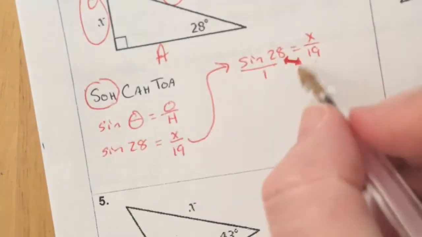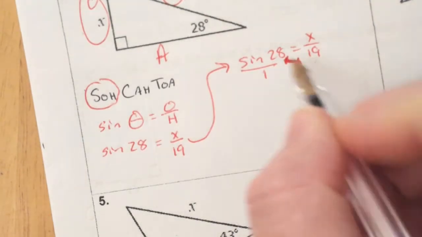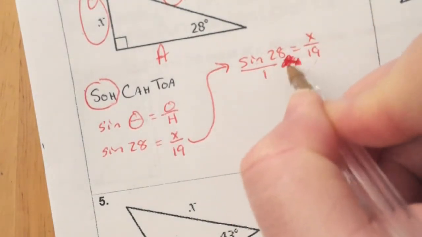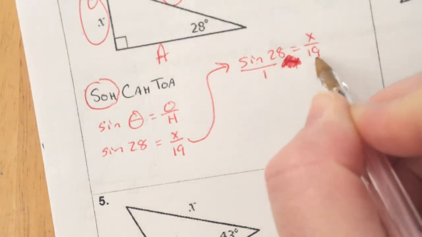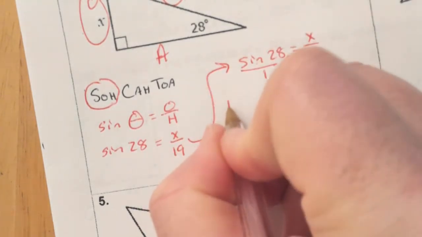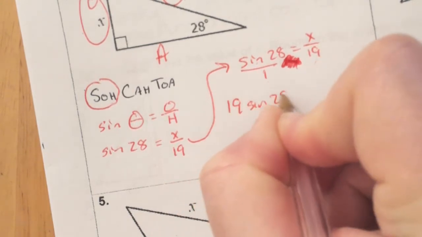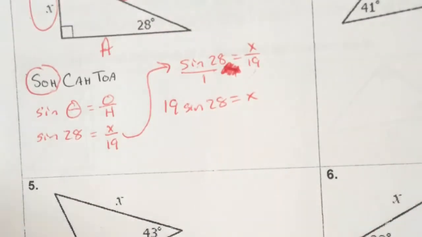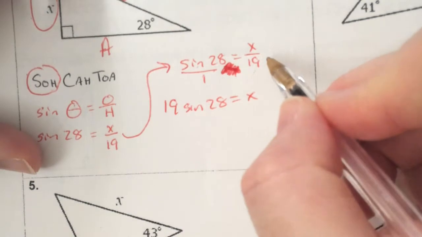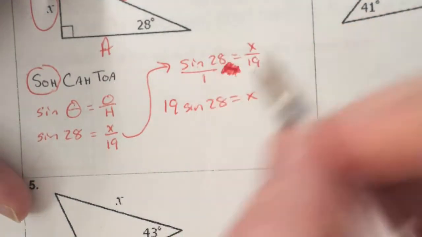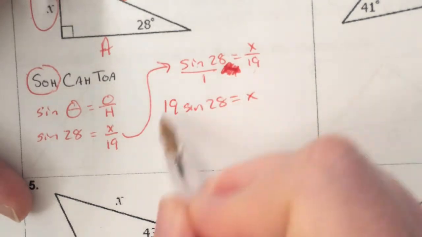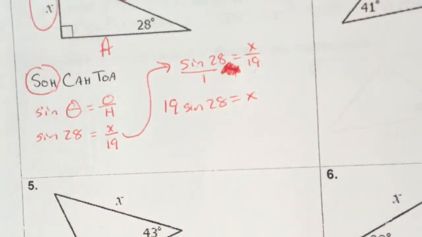Okay, so right here, we want to try to get the 19 by itself, right? So we're going to multiply. How do you get rid of the 19? You multiply onto the other side, so it's 19 sine of 28 is equal to x. You need to be aware that the answer could be this, in case they don't want you to solve, or you actually put it into your calculator.